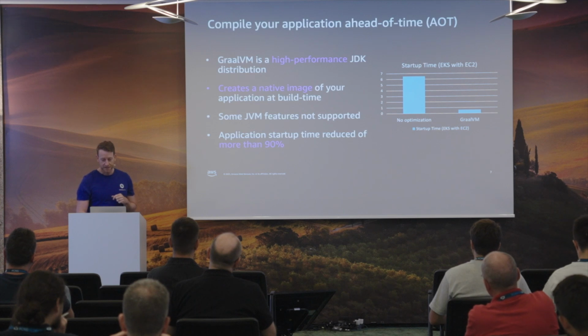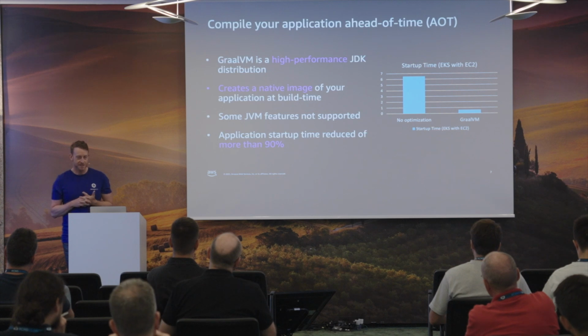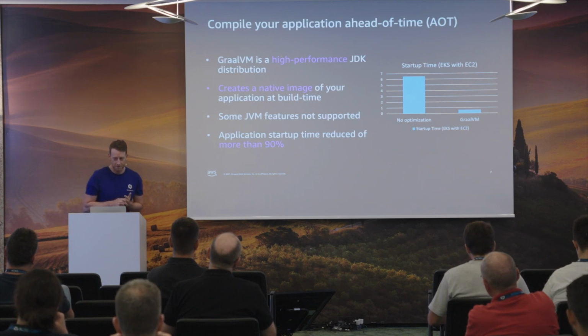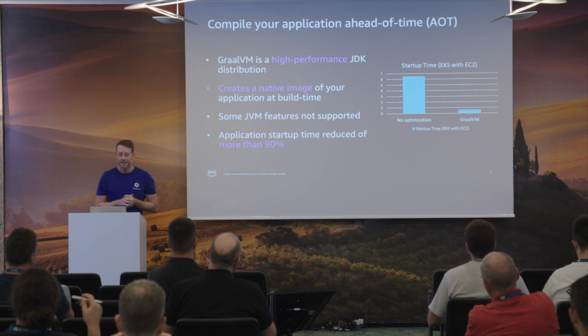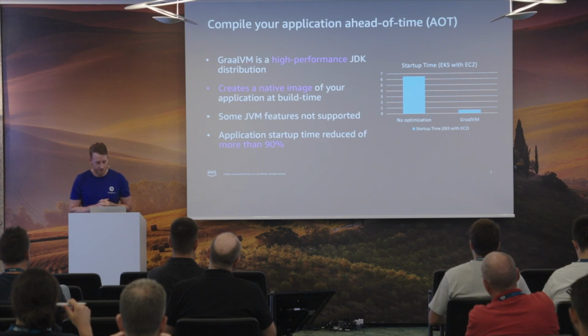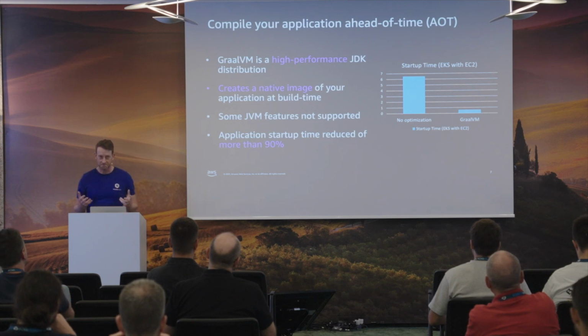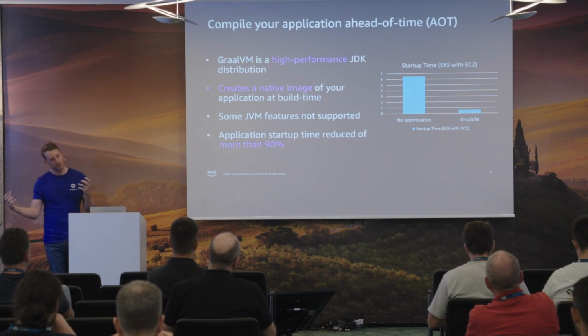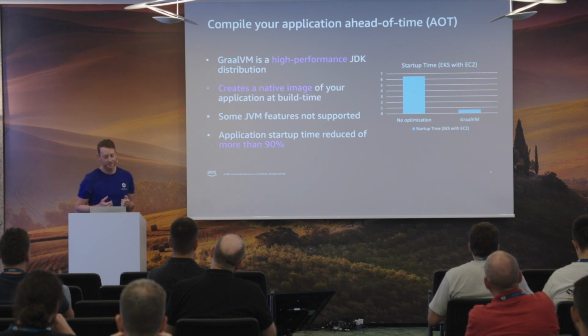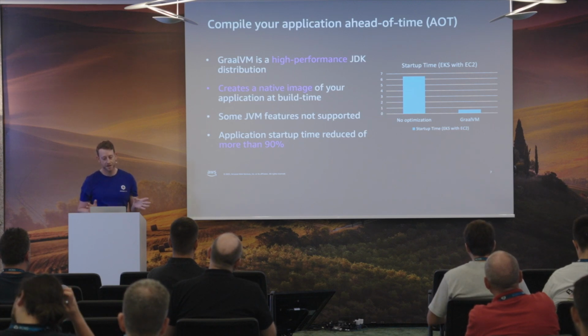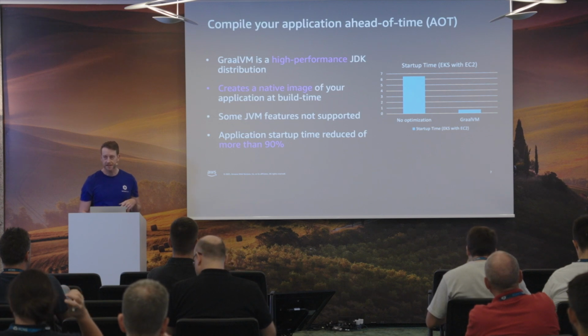But if you take a closer look at our results that we can see here on the right: startup time, EKS cluster with EC2 instance. No optimization is approximately 6 seconds, and GraalVM is about 500 milliseconds. So this is huge. This means especially if you want to scale out quickly, so if you have very spiky workloads, GraalVM can help a lot. Application startup time can be reduced by about, let's say, 90%.